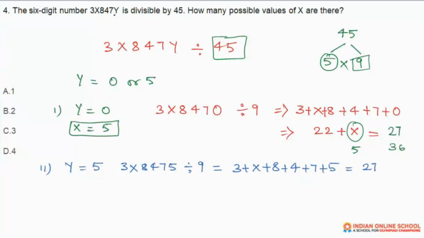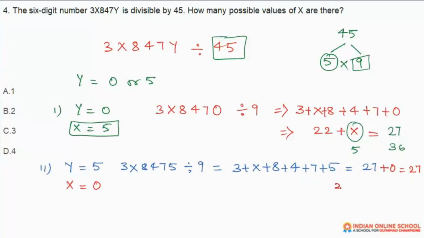Okay, in 27, what are we supposed to add so that it will be divisible by 9? Since 27 is already a multiple of 9, we are not supposed to add anything. We can simply add 0 and we will get 27, which is divisible by 9. So one value of x we are getting is 0.